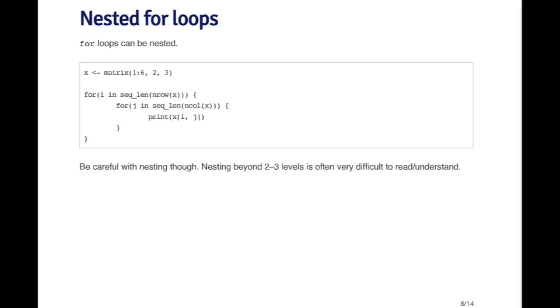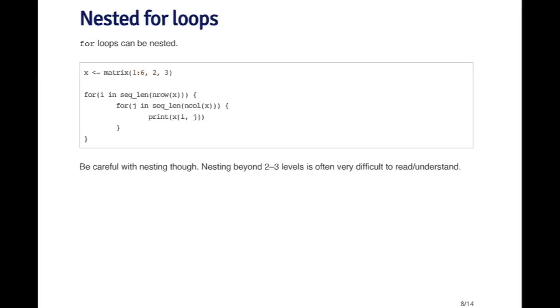The idea is that seq_len takes an integer, which in this case happens to be the number of rows in x, and then it creates an integer sequence out of that. So this particular matrix has 2 rows, and so it's going to create the sequence 1 to 2. Similarly, the nested loop with the j index is using the number of columns to create a sequence. So this matrix has 3 columns, and so the seq_len function is going to create an integer sequence 1 through 3. So this doubly nested for loop is basically printing out all the elements of the matrix.